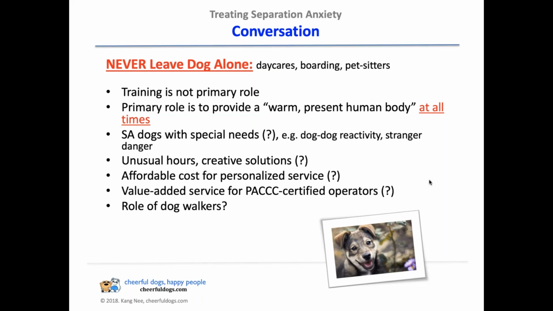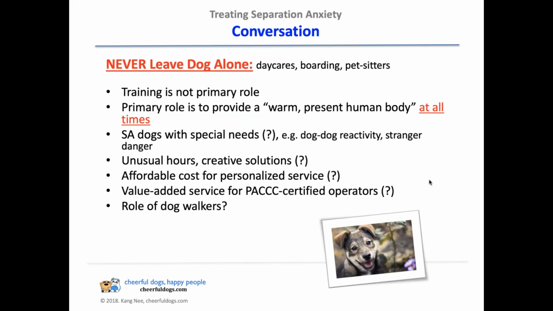And for those of you who are already PAC certified, you are familiar with our code of ethics and our position statement on humane pet care. Perhaps this is a value-added service that you could provide to your clients with SA dogs.